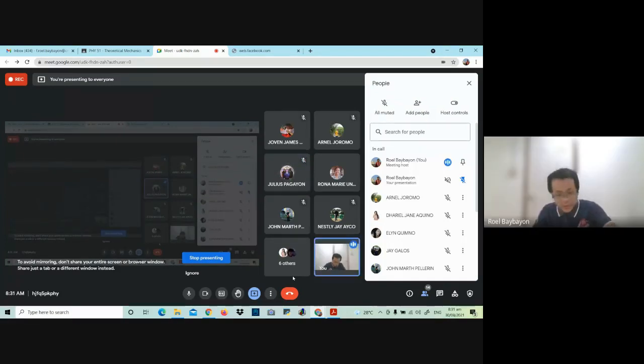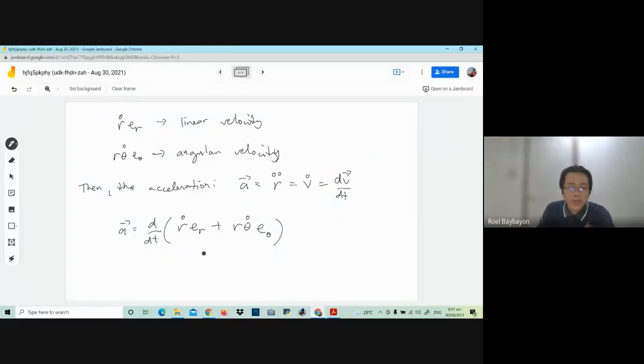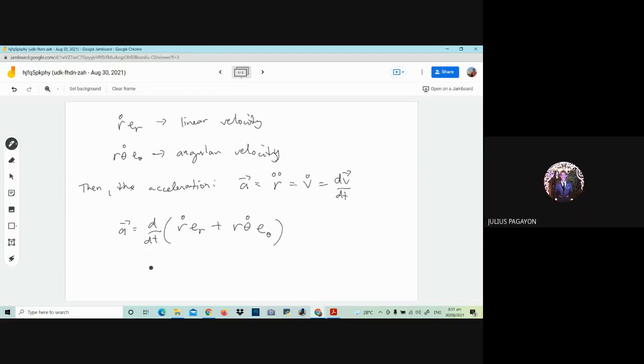Sige daw, expand daw ni Julius. I think this has 5 terms. Yeah, this has 5 terms. If you expand this one, makuha nato ang 5 ka terms. Sige daw, paki-expand daw, Julius. Ako ang final answer, sir. Yeah, sige daw.